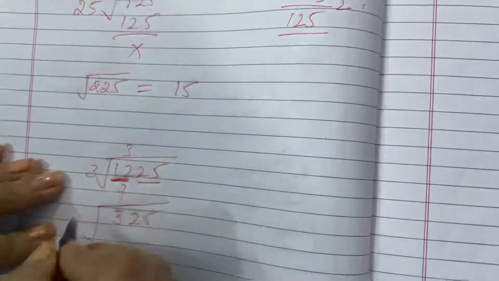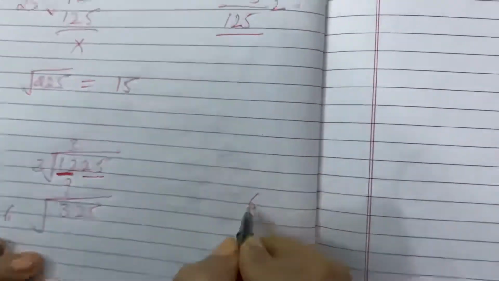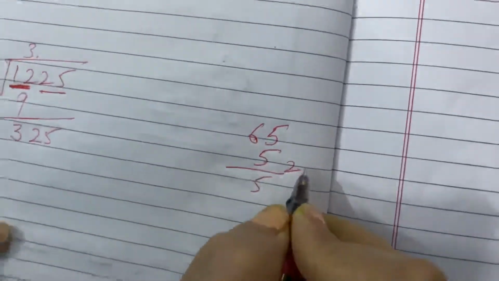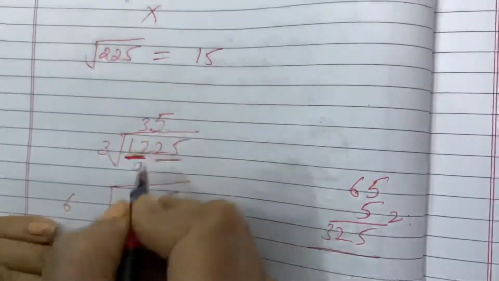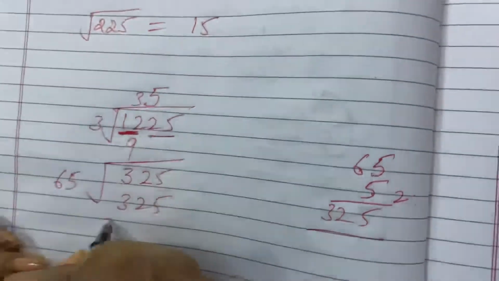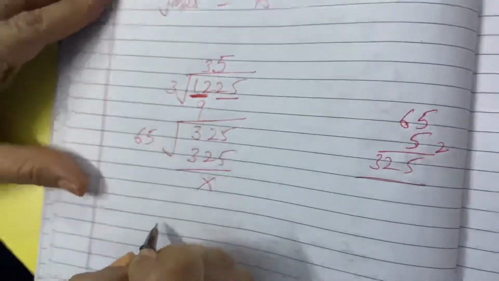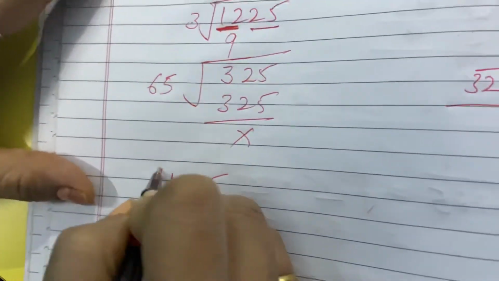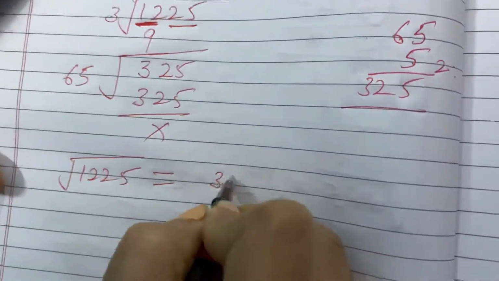Now 3 plus 3, 6. Let's do this calculation. 6 5 5. 5 5s are 25, 6 5s are 30, 31, 32. So this is 5 and 5. 65 5s are 325. That means we have solved this square root also. So 1225 has a square root of 35.